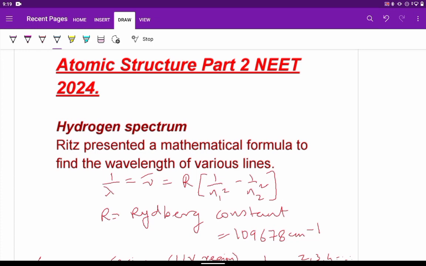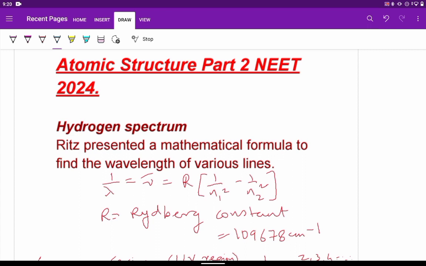Now when an electric discharge is passed through hydrogen gas at a low pressure, a bluish light will be emitted. And when a ray of this light is passed through a prism, we will get a discontinuous line spectrum. In that, there will be several isolated sharp lines. The wavelengths of these various lines show that these lines lie in the visible, ultraviolet and infrared regions.